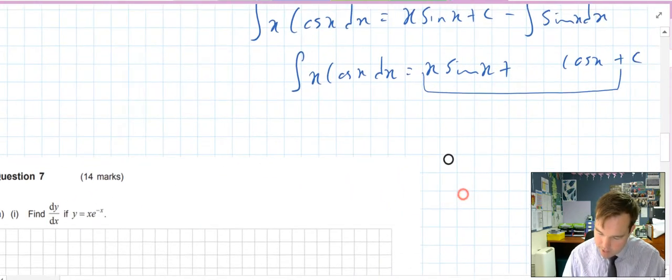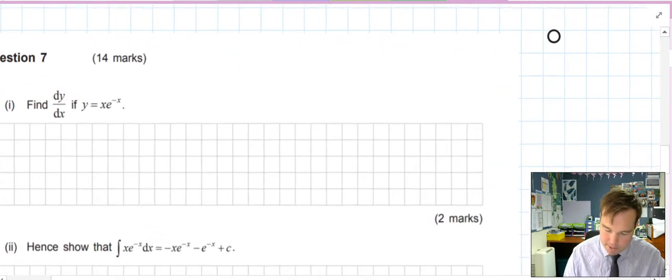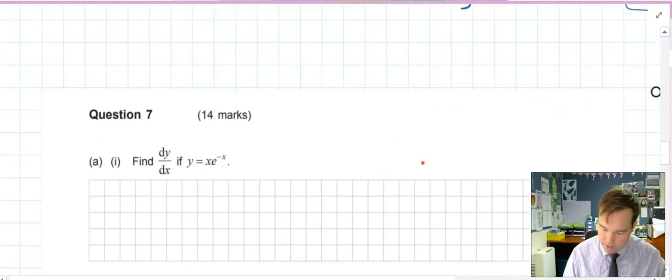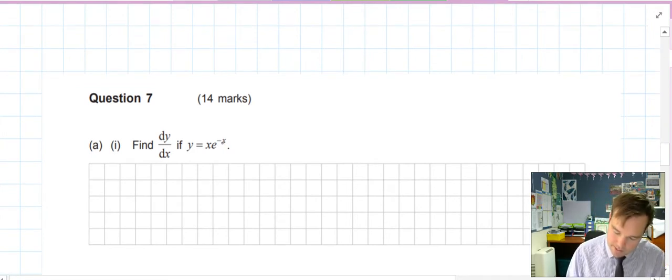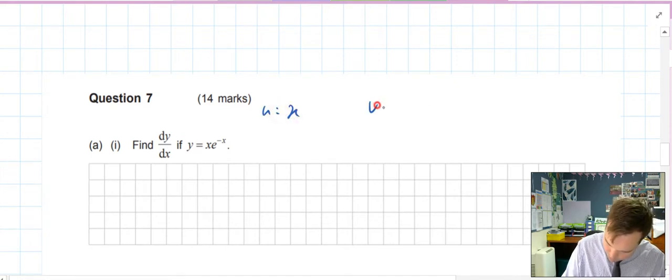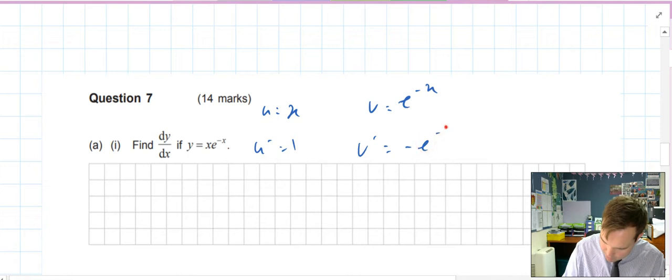Alright, last example. And the last example comes from a past exam. I've cut it straight out. Y equals x e to the minus x, find dy dx. Simple differentiating. With u, v, then u dash is 1, v dash is minus e to the minus x. Therefore, the entire thing is x times minus e to the minus x, that's those two, plus these two, e to the minus x. Alright.